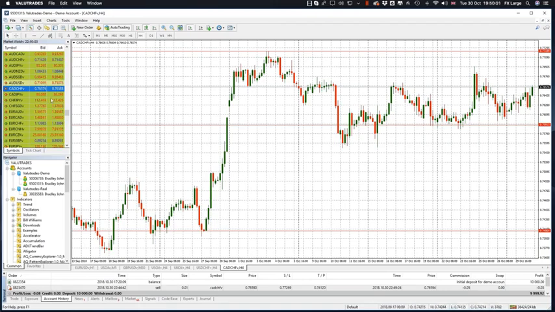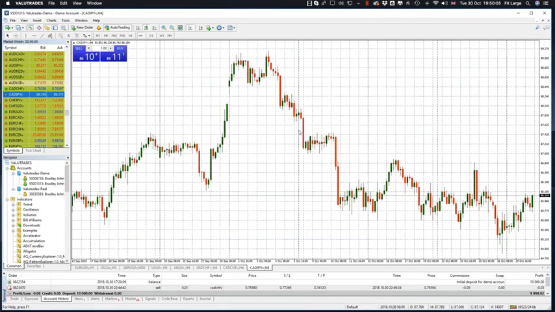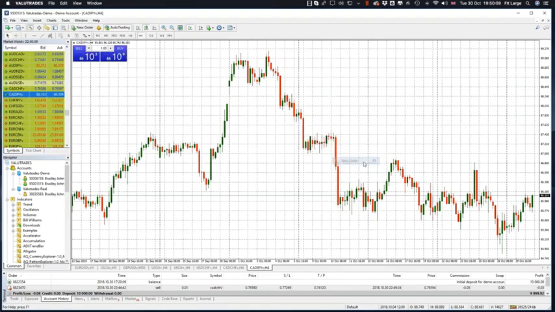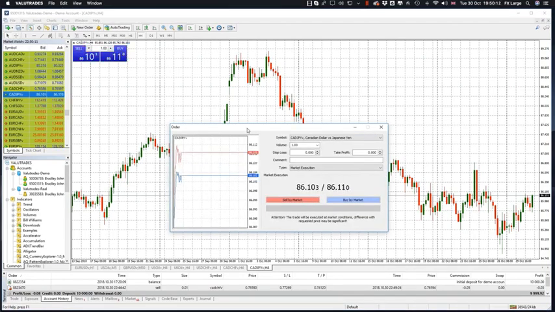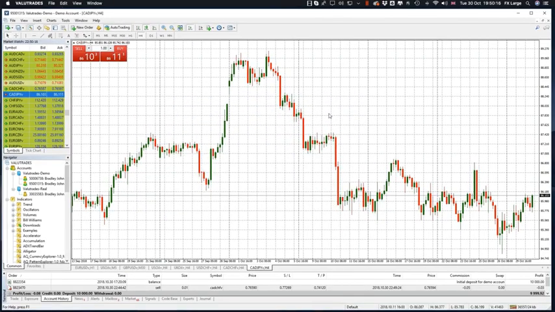Okay, we can, for example, let's do another one where we do a new order. Actually, before we do that, let's put in our lines of support and resistance. Here's a line of resistance at 89 yen, Japanese yen.